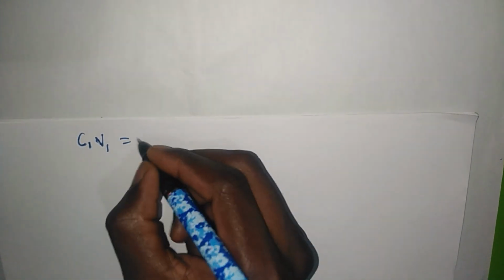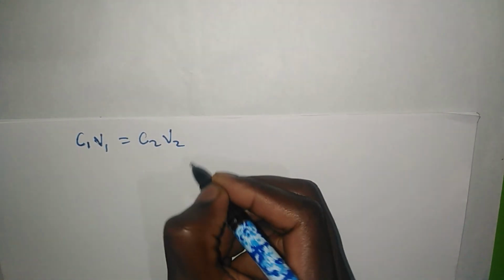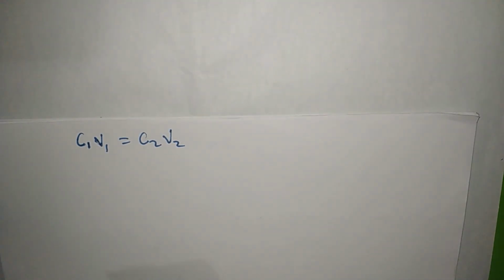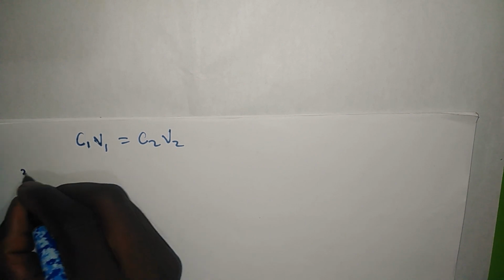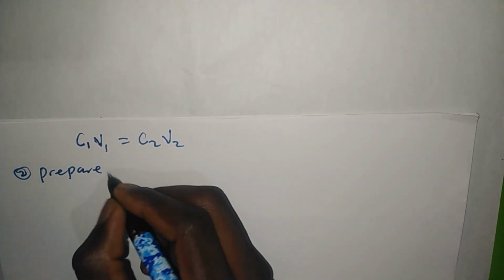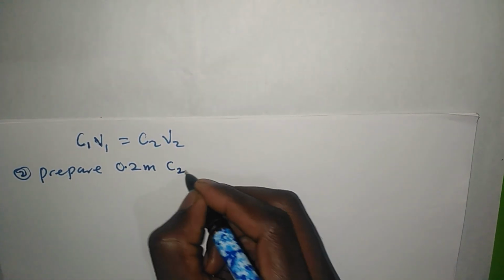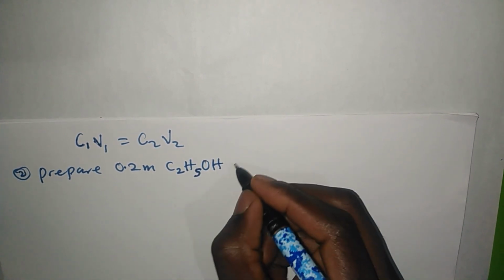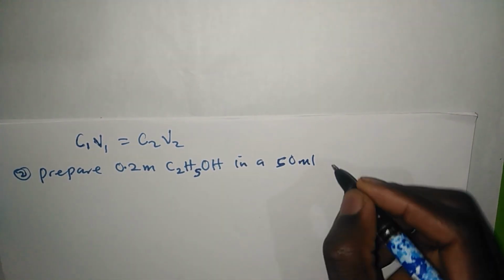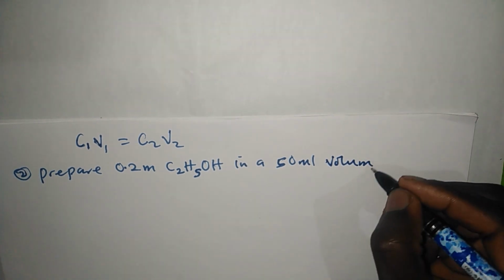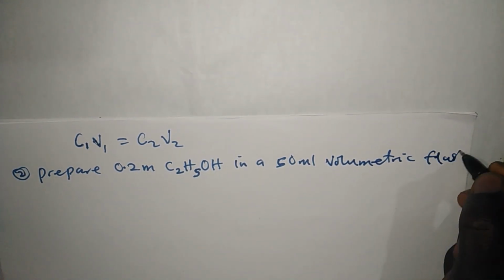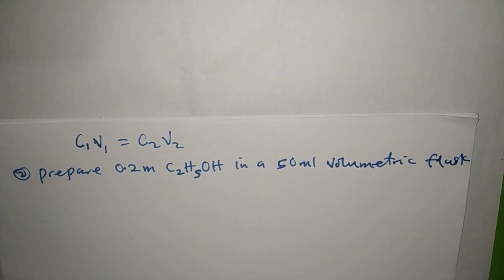Now let's look at an acid. Preparation of a stock solution of an acid. We use the dilution formula, which states that C1V1 equals C2V2. Now, if for instance you are asked in a question to prepare 0.2 M ethanol in a 50 ml volumetric flask, right? If you are asked to prepare this, how do you go about it?